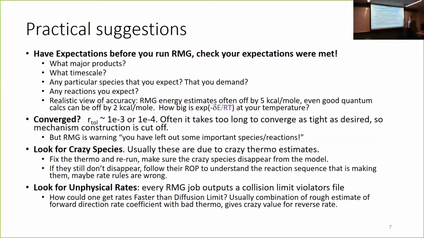All right. A really good clue, and easy for human eyes to see, is crazy species. Very often when something's going wrong in the model generation, some of the molecules in the model that come out look really weird. Most commonly, this is because a thermo estimator doesn't know how to estimate the thermo for that weird molecule correctly, and it's estimating it as being too stable. And therefore, it thinks it's stable and it's putting it in your output as a beta product or something.